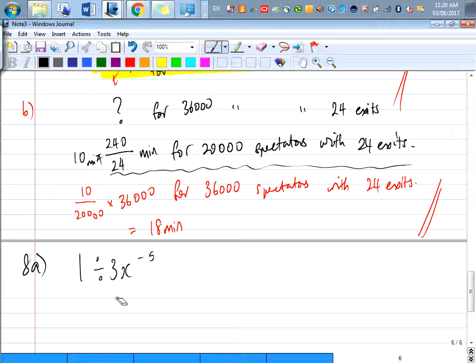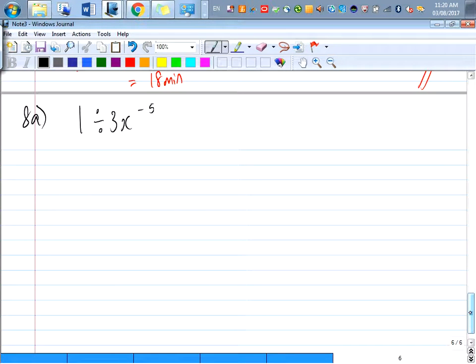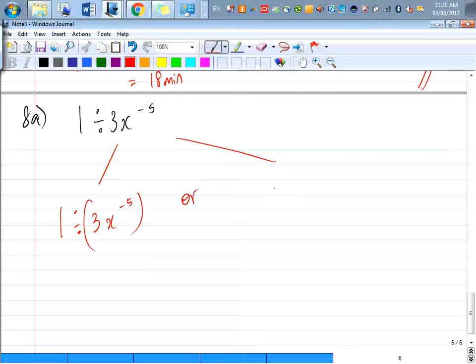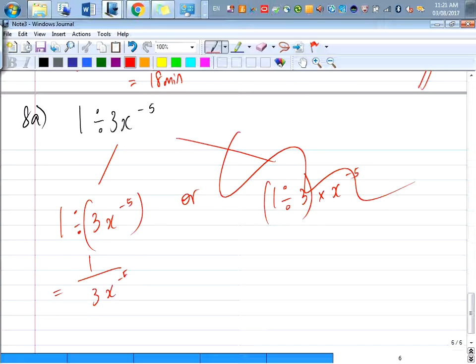Okay, so everybody look at the screen. Is this 1 divided by 3x power negative 5? Or 1 divided by 3 times x power negative 5 this way? Which one is it? Left or right? Left. It is the left hand side. So let us not consider this. Okay? So we are dividing by this, right? You can choose to take away negative, or you can just convert it into a fraction first. 1 over 3x power negative 5.